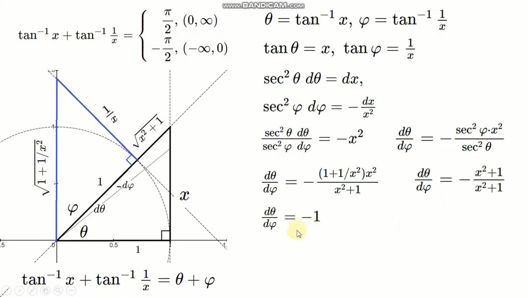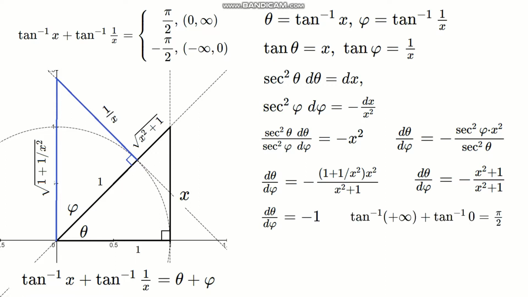What does d theta over d phi bar equals negative 1 signify? That in every little change of x, the ratio of the change of theta and the change of phi bar is negative 1. If angle theta becomes bigger, the angle phi bar becomes smaller by that same amount. Hence, the sum of angle theta and angle phi bar is constant for all positive values of x. Now, all we need to do is substitute one value to find the constant sum of these two angles.